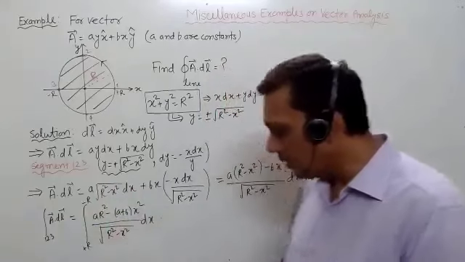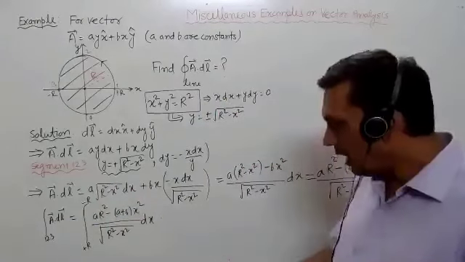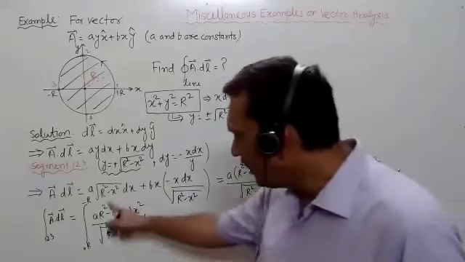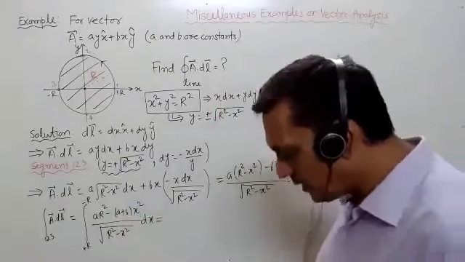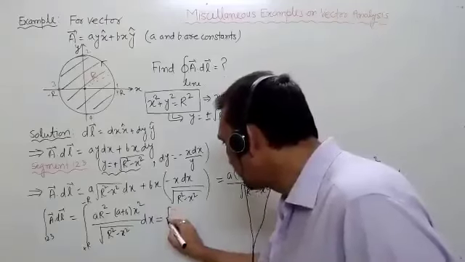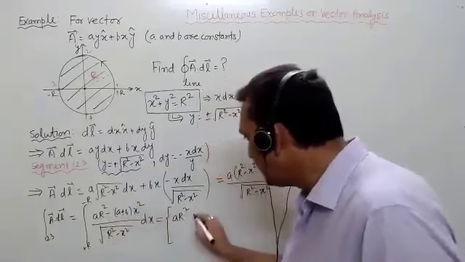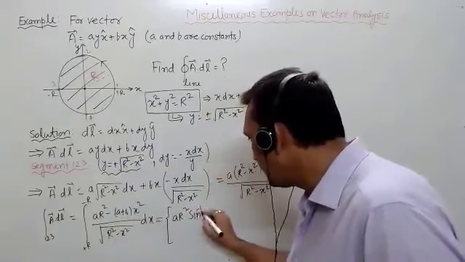These are standard forms. I will write the final result; you have to verify it. So what will be the integral of 1 by root r square minus x square? With a r square common, the integral of 1 by root r square minus x square is sine inverse x by r.